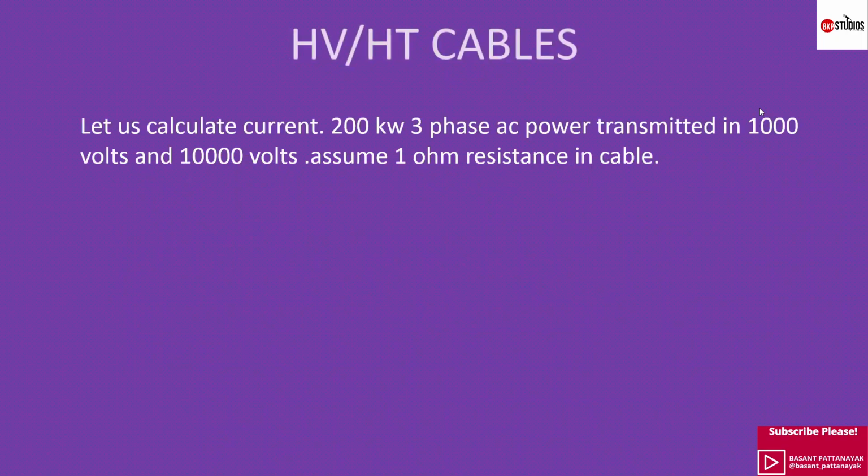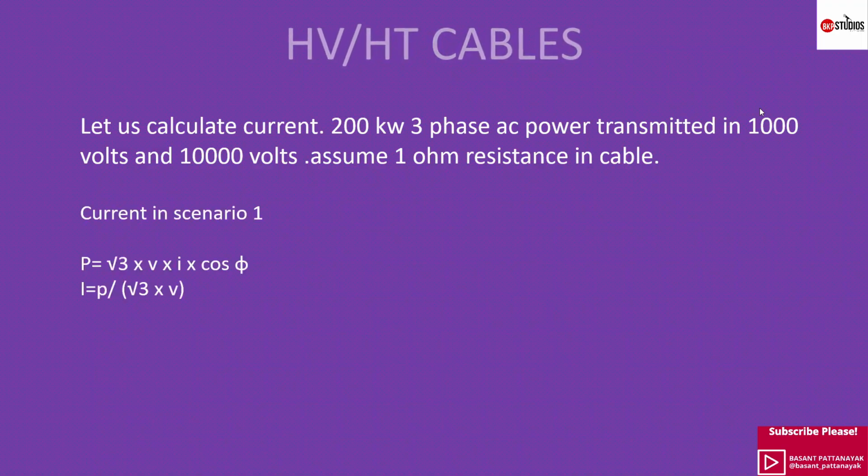So let's look at a problem. Let's calculate current. A 200 kilowatt 3-phase AC power is transmitted at 1000 volts and 10,000 volts. Assume 1 ohm resistance in the cable. We have to find the current in both scenarios. In scenario 1, the equation for power is P = root 3 V I cos phi. From that, the current I = power divided by root 3 into voltage.